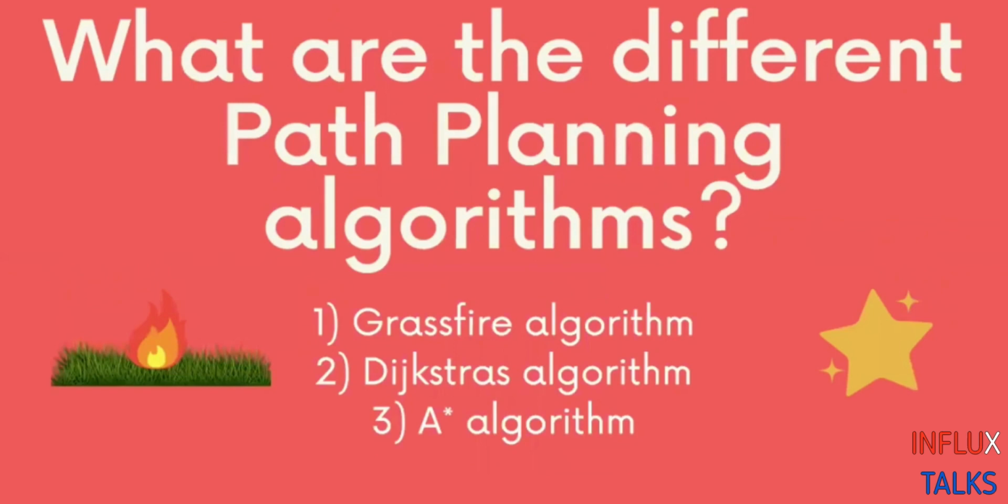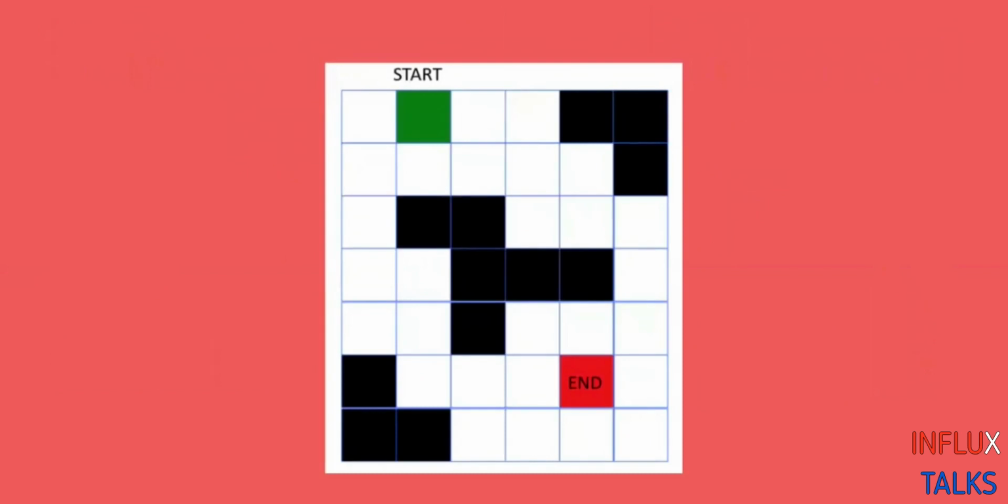What are the different path planning algorithms? The first three basic algorithms that you'll come across if you delve into path planning are Grassfire, Dijkstra, and A-star. So in this grid, you can see that there are some black squares and some white squares. The black ones are the obstacles that the robot cannot traverse, and the white ones can be thought of as nodes, which can act as steps or as a path for the robot to move along. The green node is the start node, and the red node is the end node. So we can think of this in the form of nodes, each node being connected via an edge. So it's kind of like a graph.